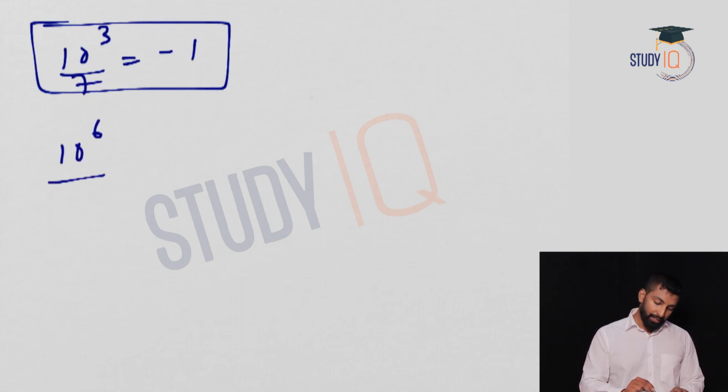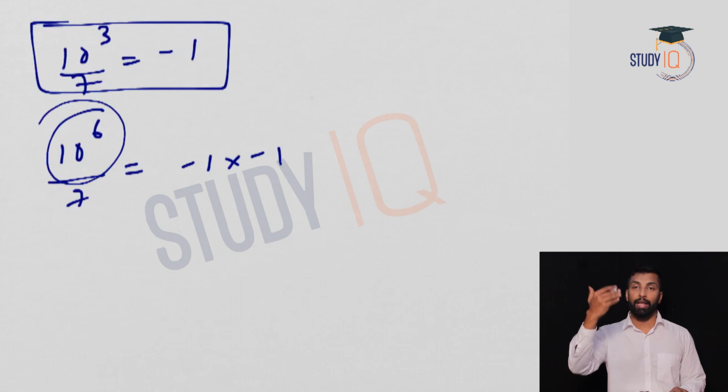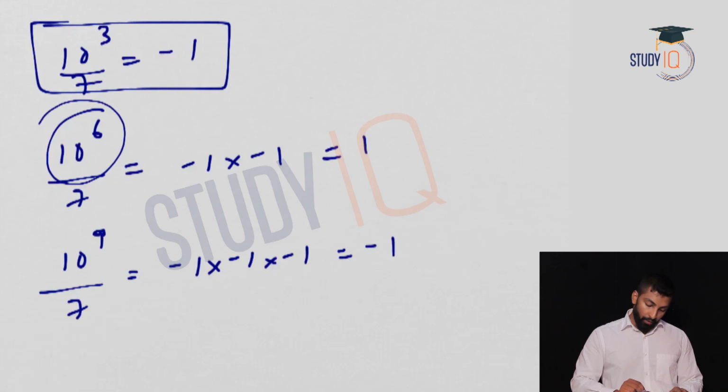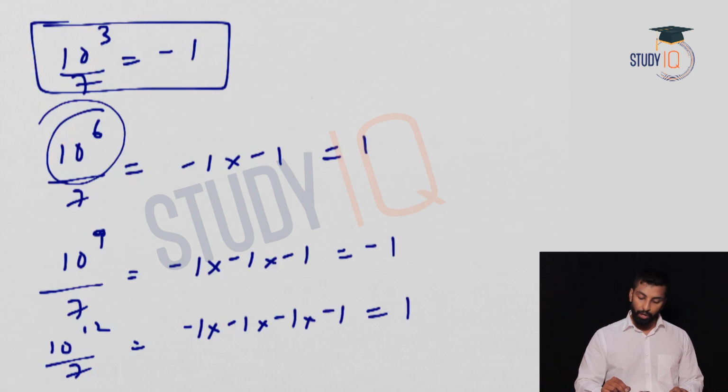So what about 10 raised to 6 by 7? You get minus 1 into minus 1. Why? Because 10 raised to 6 is 10 cube into 10 cube. So you get 1. Then what about 10 raised to 9 by 7? Minus 1 into minus 1 into minus 1. You get minus 1. What about 10 raised to 12 by 7? Minus 1 into minus 1 into minus 1 into minus 1, which is equal to 1.